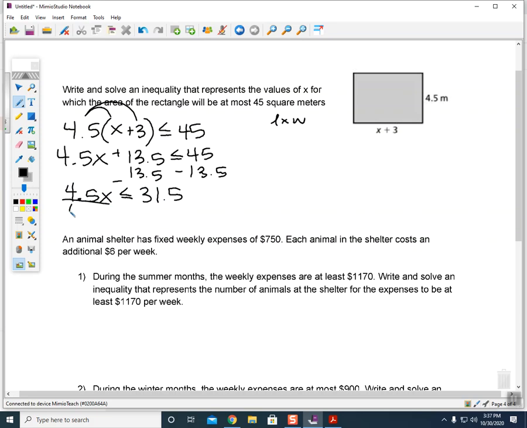Now I'm just going to divide both sides by 4.5. I'm going to take that, divided by 4.5 is 7. So x needs to be less than or equal to 7.